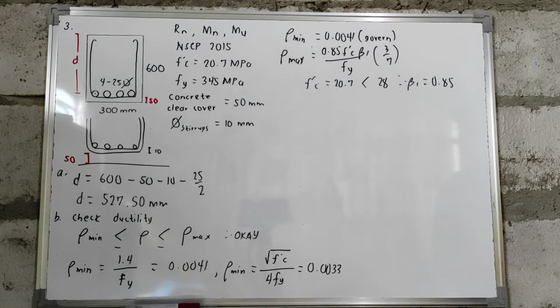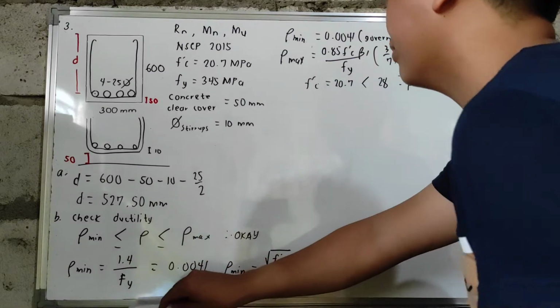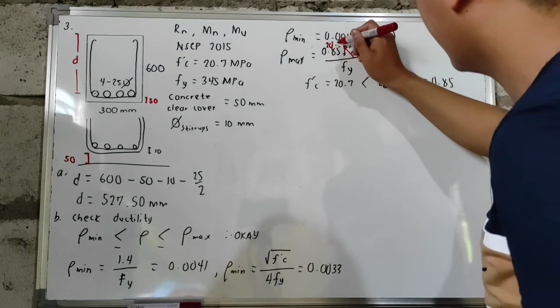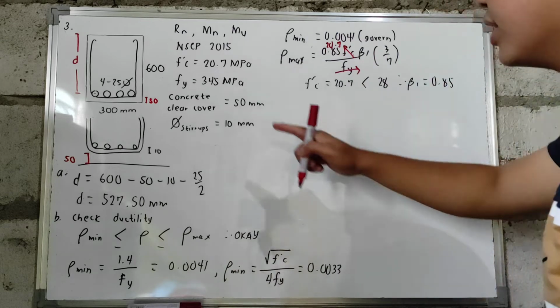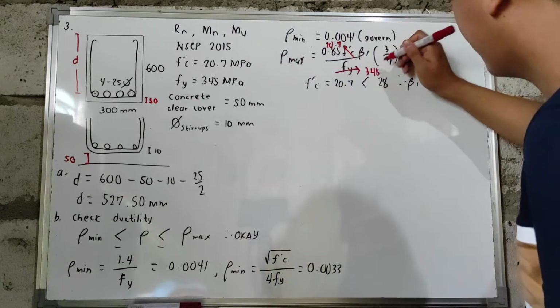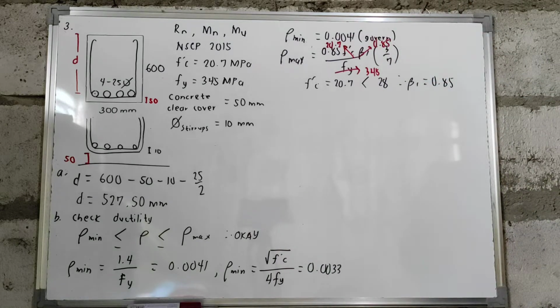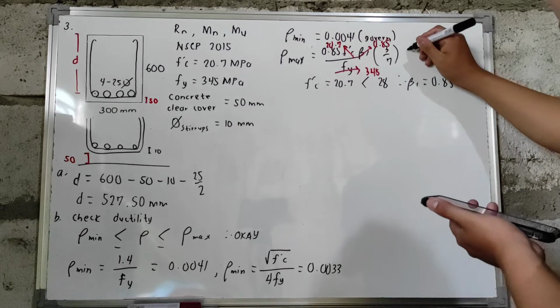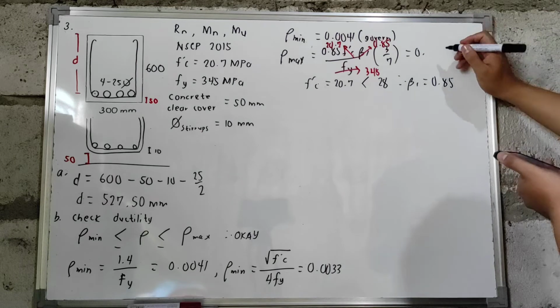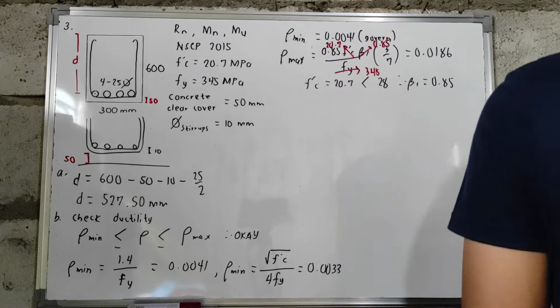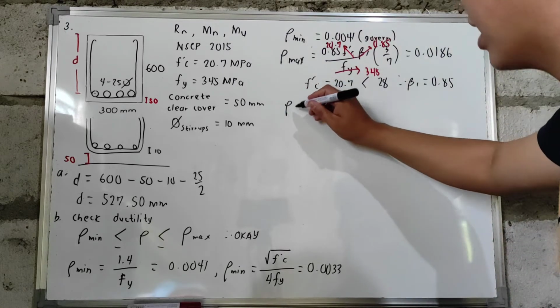So, substitute lang natin yung values natin dito. So, let's substitute yung F prime C natin, which is equal to 20.7. Yung Fy natin, na merong value na 345. And yung beta 1 natin na 0.85. So, you will have a value of your rho max, which is equal to 0.0186. So, after computing for the value of your rho max, hanapin ngayon natin yung rho actual.